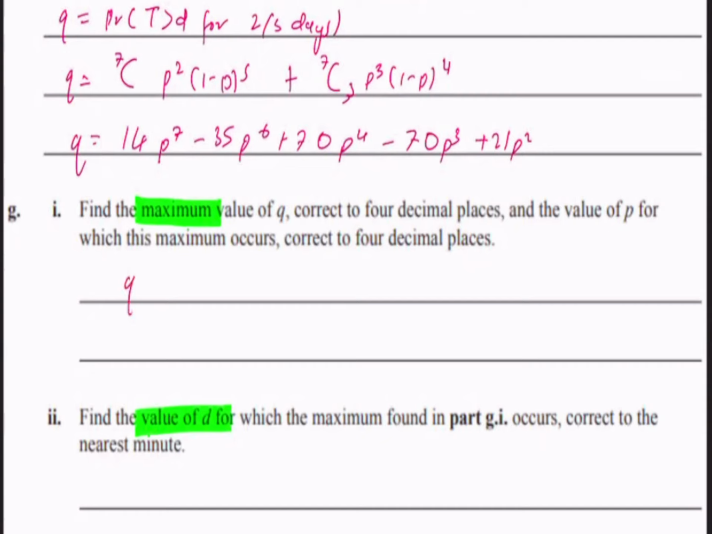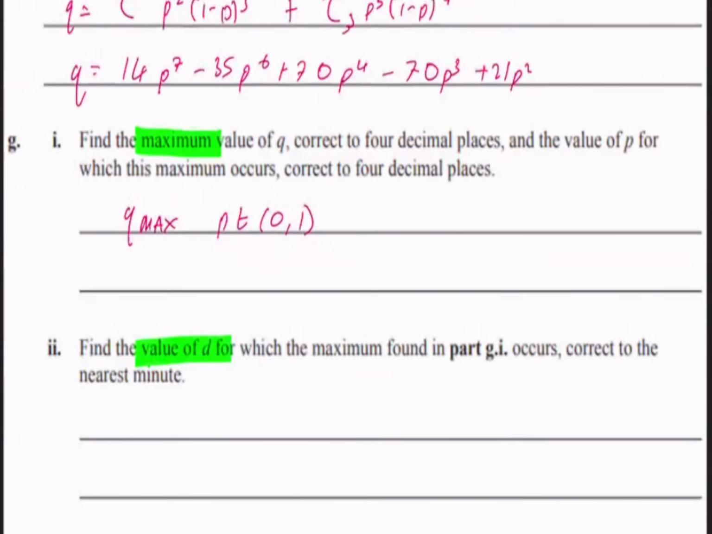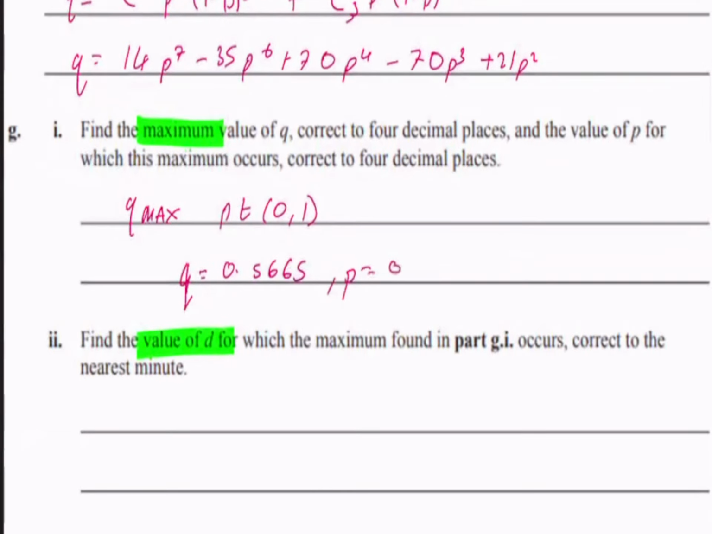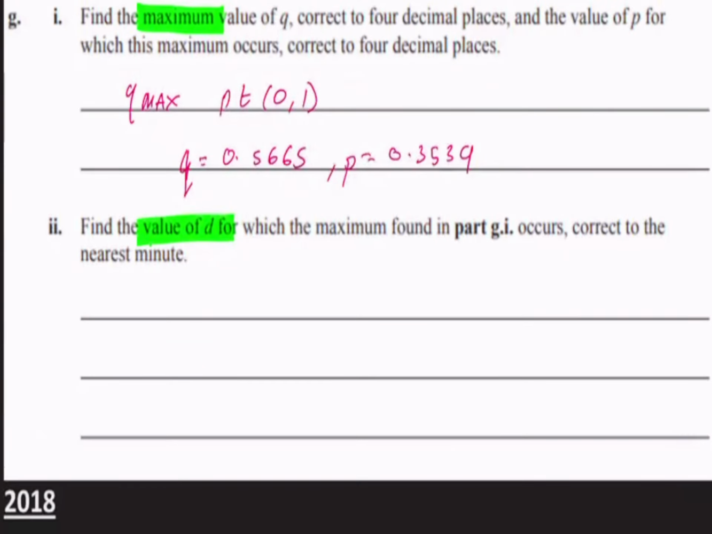So find the maximum value of Q. You could just do Q max on your CAS, but make sure you put a domain, because we know that P has to be an element of 0 to 1, because it can't be greater than 1 and can't be less than 0. When you do that, you should get Q is 0.5665, and when P is 0.3539.